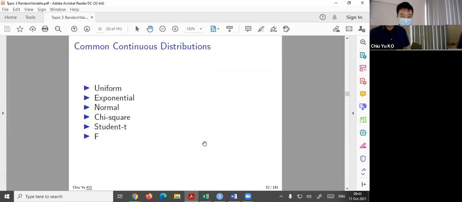Just to let you know in advance, chi-square tries to model the variance, while normal usually models the mean. Student T, which you will later see as a standardized normal, also models the mean. The difference is that when the sample size is small, use student T; when the sample size is large, use normal. And F, as you will later see, compares variances.